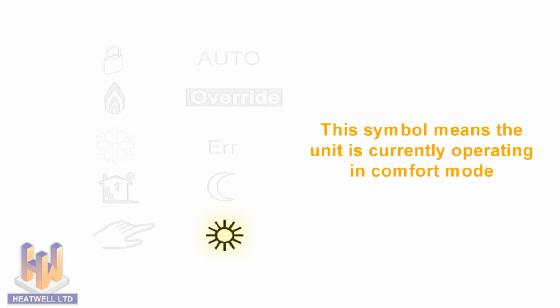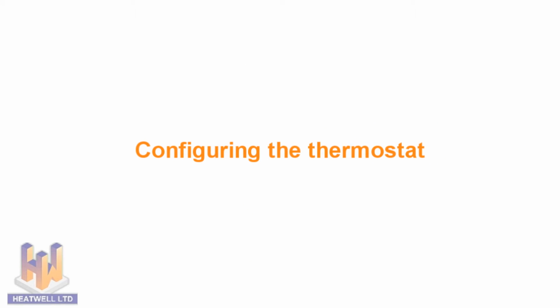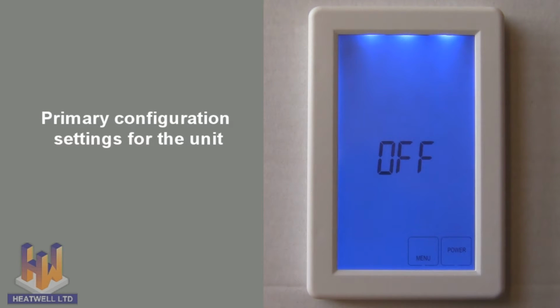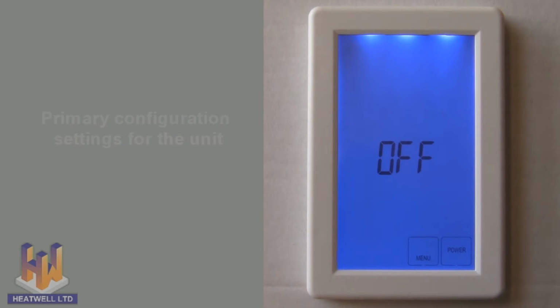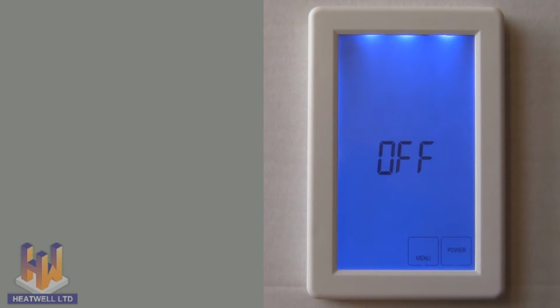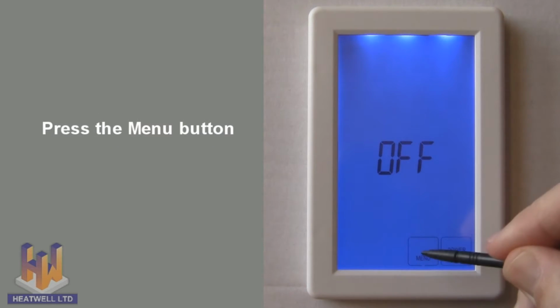Now, let's move on to programming the thermostat for the first time. Configuring your thermostat. In this section, we will run through the primary configuration settings. You can use your finger or a plastic pointer to keep the display free of fingerprints. To begin configuring your thermostat, make sure the unit is switched off by pressing the power button. Then, press the menu button.